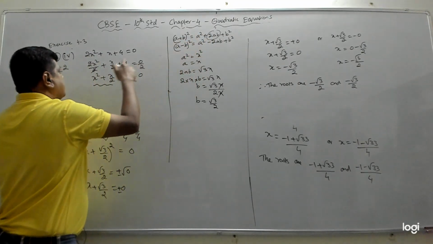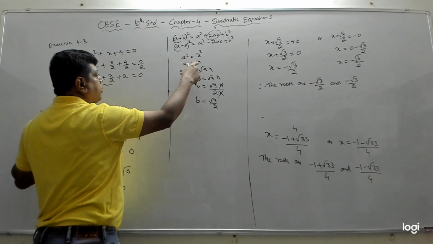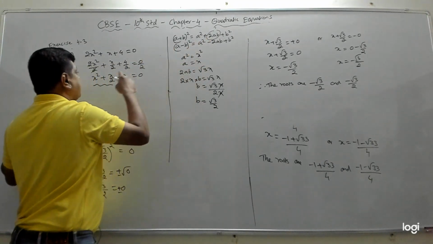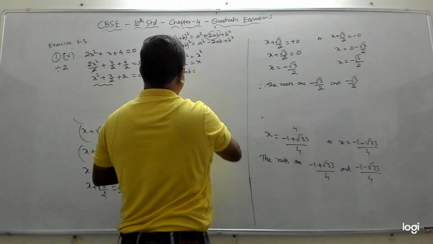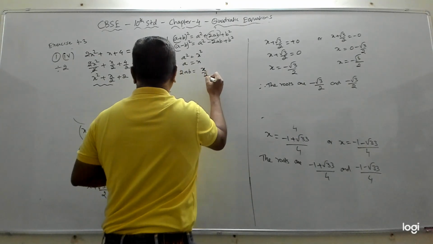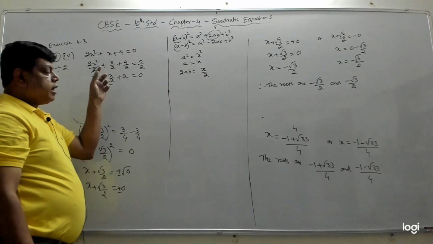So my a square is x square. I am writing this, a square equal to x square. So therefore a equal to x. My 2ab will become x by 2. See, always your a will become x. First term will be a square, a is x.